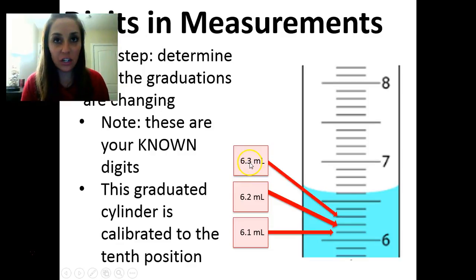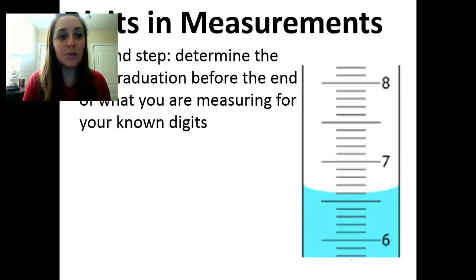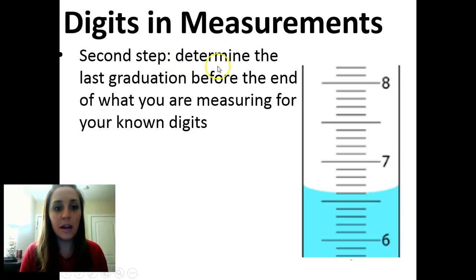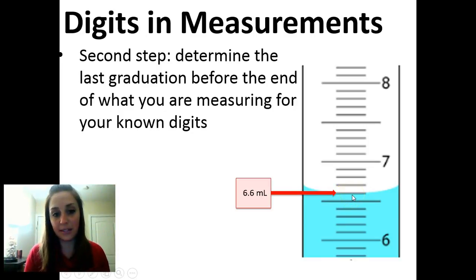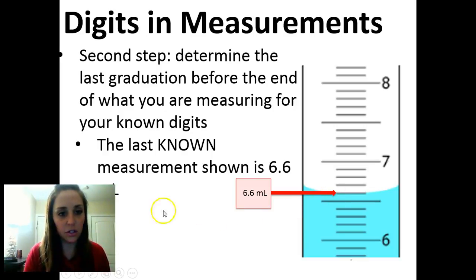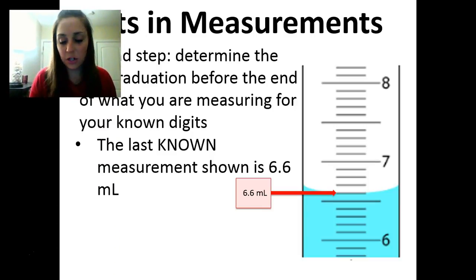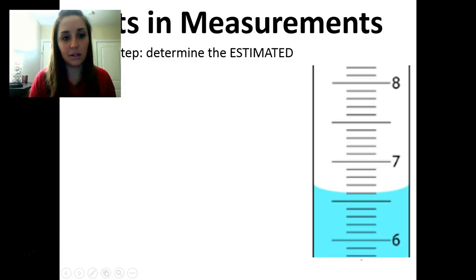Since this is changing by the 10th, your measurement needs to include the 10th because you know that for sure. Then the second step is to determine the last graduation before what you're measuring. You know what they change by, and right here is my meniscus, so this is the very last graduation that it passes. So I know I'm getting to that 6.6 milliliters. Some might say it's right under. I think it goes right at it, but that's okay. We're getting pretty much exact. So you always want to write your last known measurement. For this, it's 6.6 milliliters.